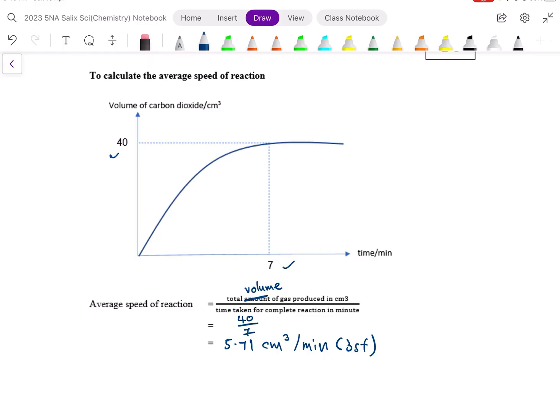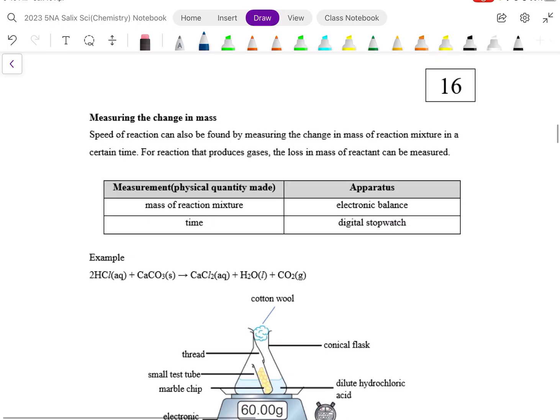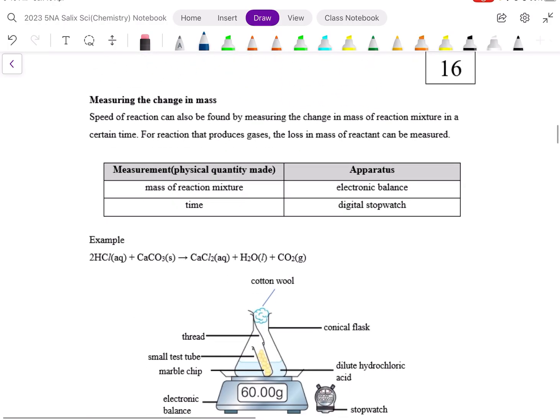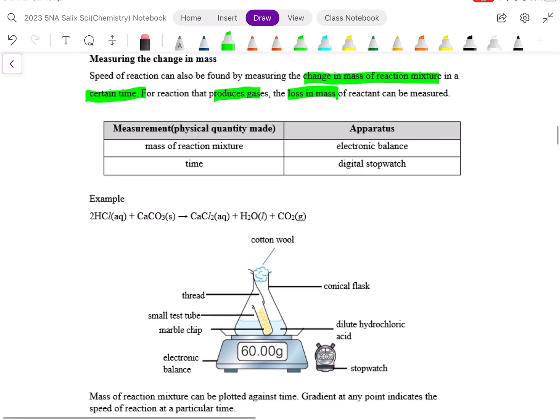So the second way that we can set up an experiment to measure the speed of reaction is by measuring the change in mass, the change in mass of the reaction mixture in a certain time. Usually it's for a reaction that produces gas, because then you will have a loss in mass. So the setup looks something like this.